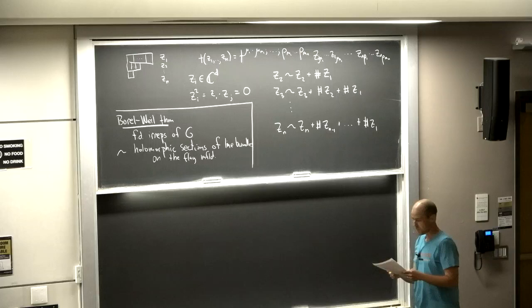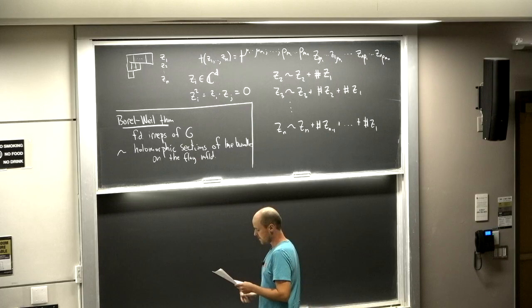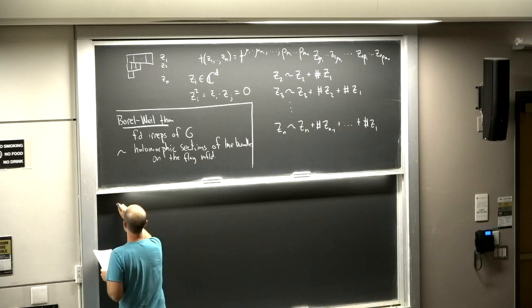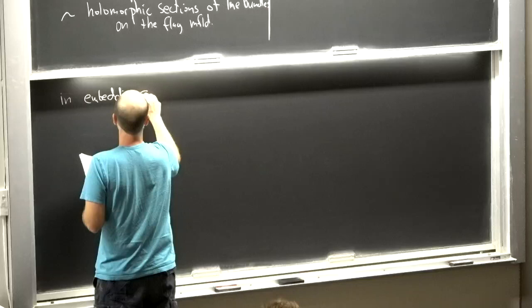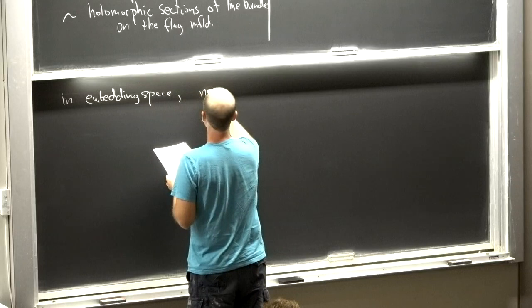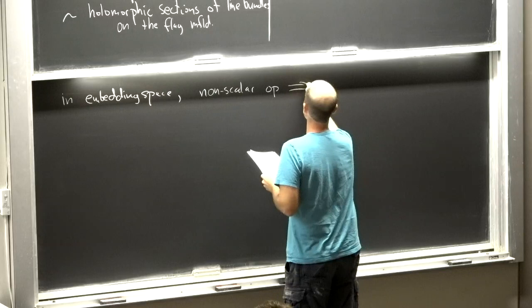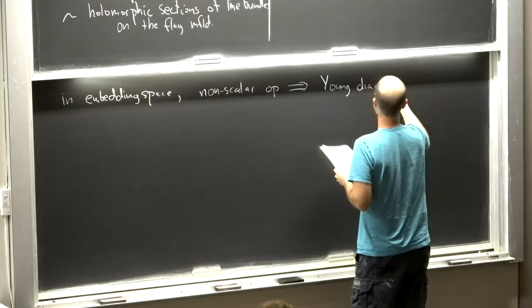Okay, so good. So now we're ready to talk about spinning operators in CFT. So in the embedding space, a non-scalar operator corresponds to a Young diagram of the conformal group with more rows.